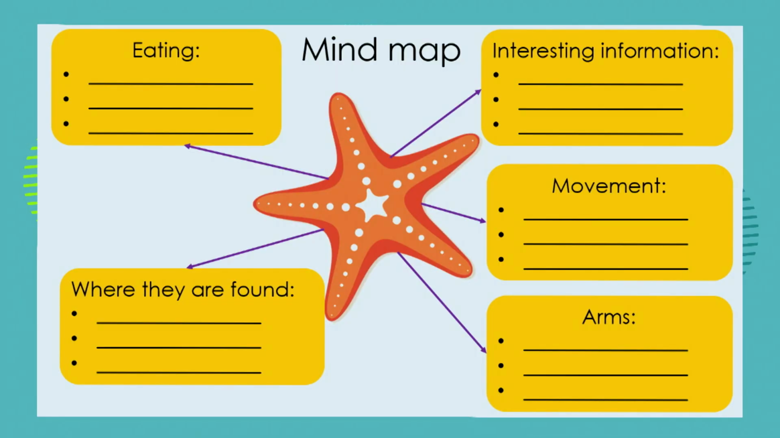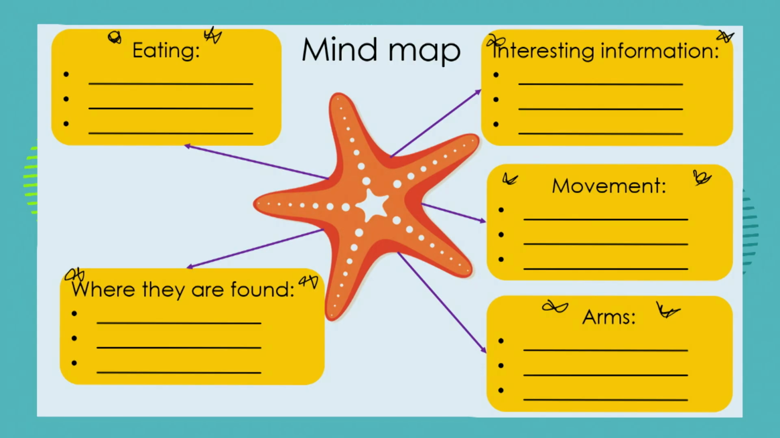Okay, so now we've got our mind map. So let's begin. So remember I told you to have some key aspects of a mind map. So for this mind map, we are focusing on eating, interesting information, movement, where are they found, and arms. So grade 4s, as you can see through our mind map, we've been given key features, key aspects, in terms of what to look for in the text. Okay, you won't necessarily always get this, especially when you need to do your own mind map. You'll have to come up with them.